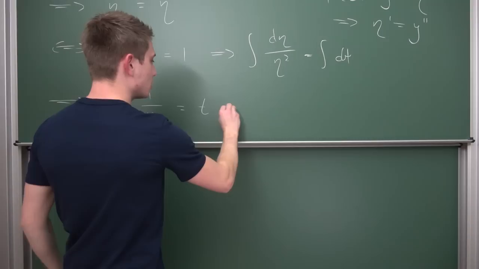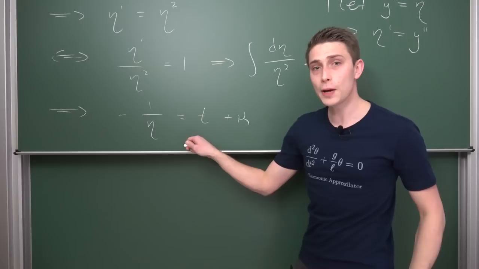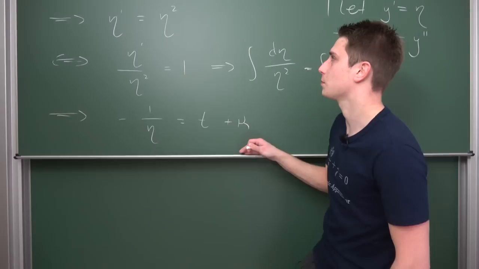Let's call it kappa because I'm a kappa boy. You also get a constant here, but you can bring it to the other side and calculate that this is just yet another constant. We are going to call it kappa. And now we are going to take the reciprocal on both sides, under the condition that it's not equal to zero. We don't want that because eta is not equal to zero.